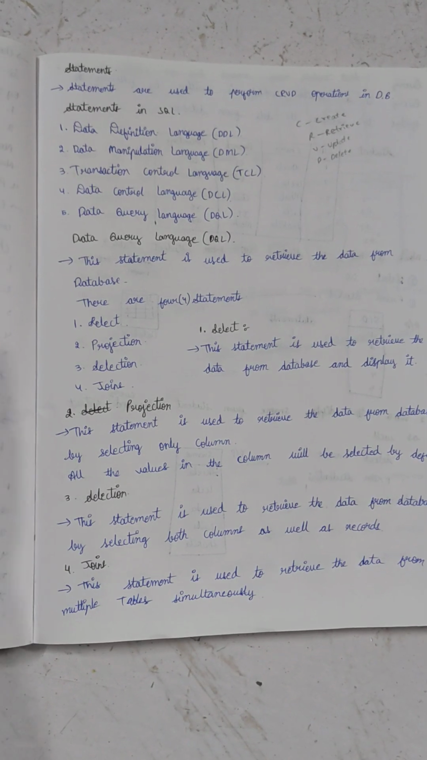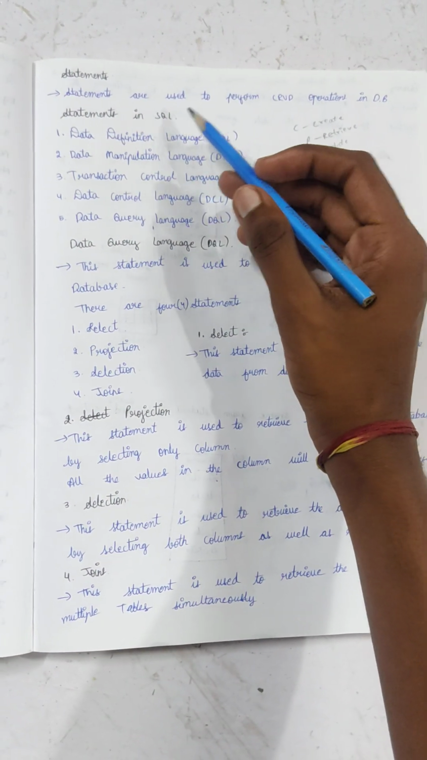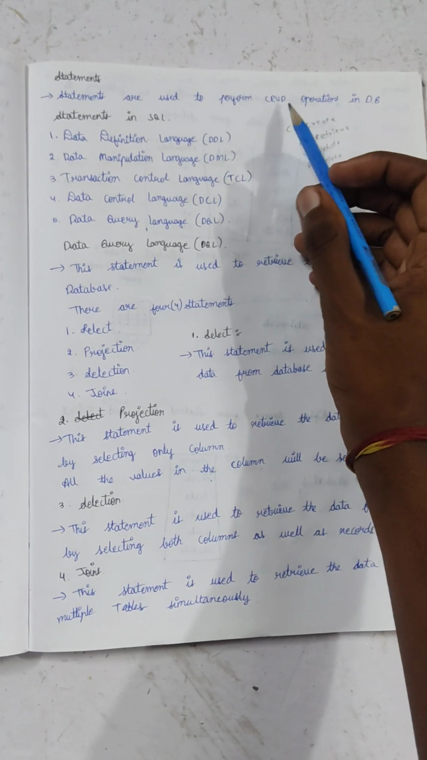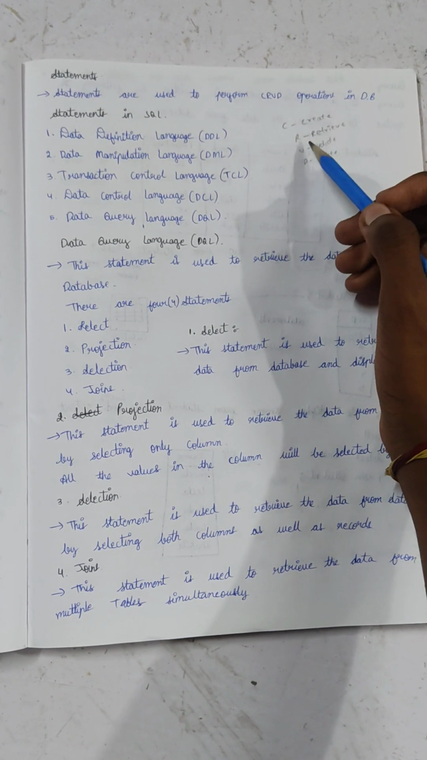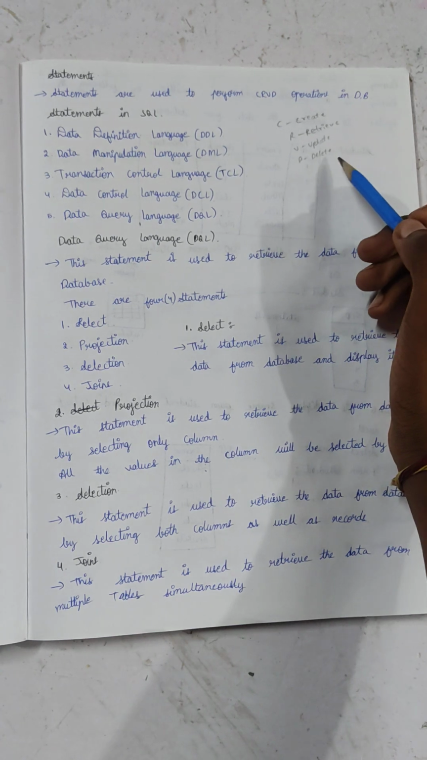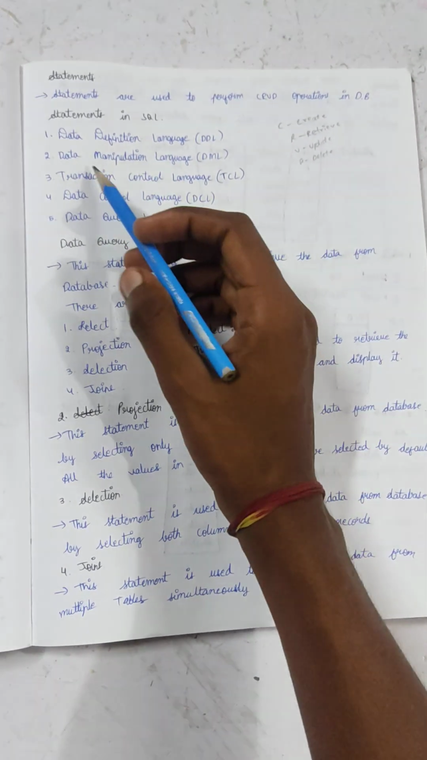Hello everyone, today I am discussing statements in SQL. Statements are used to perform CRUD operations in a database. As we discussed earlier, CRUD stands for C for create, R for retrieve, U for update and D for delete. There are five statements in SQL.